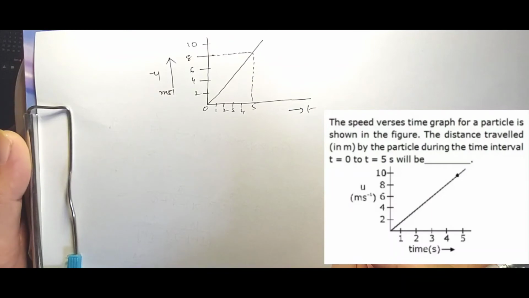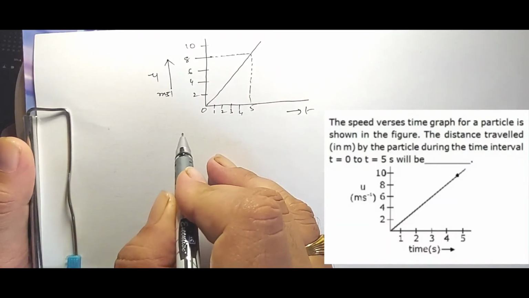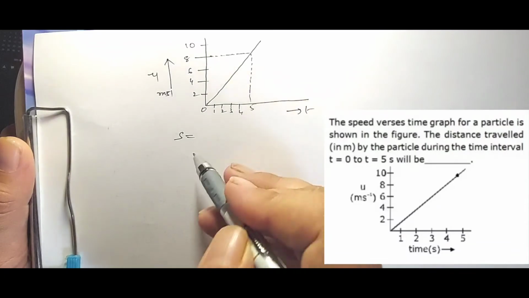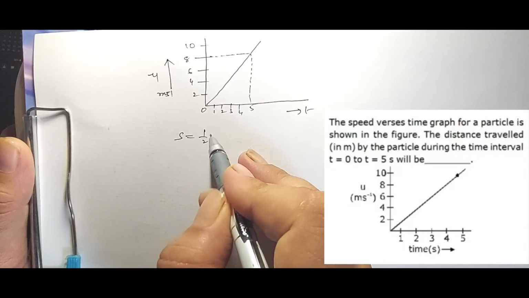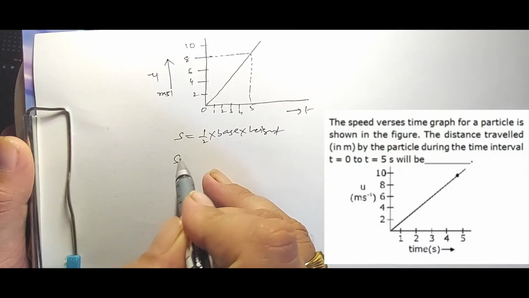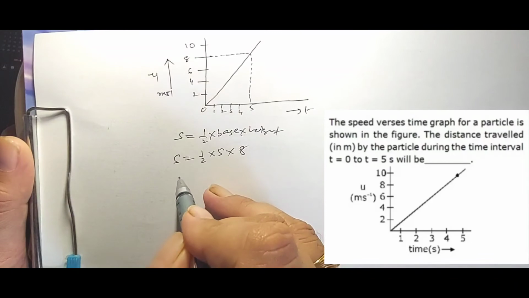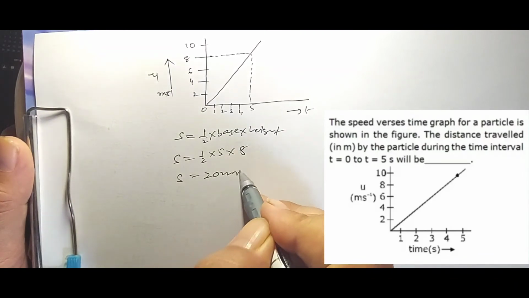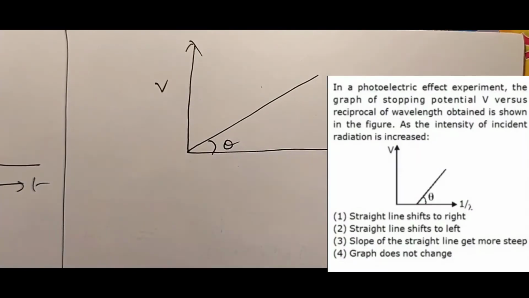So here in this graph they ask to find the displacement of a body from the v-t graph. We can find out displacement of a body is area under the line. So area of base into height. So S is equal to base 5 into height 8. So S is equal to how much here? 20 meters.